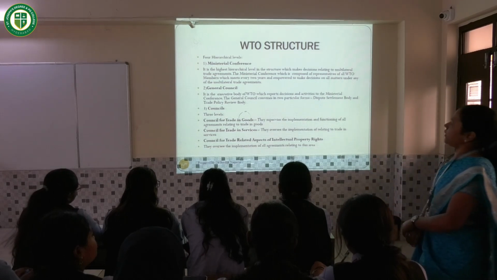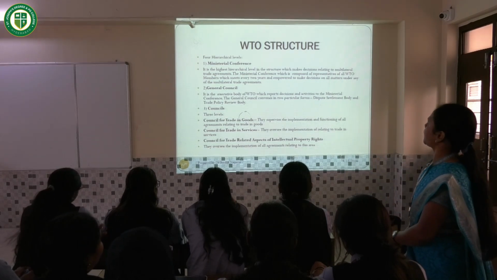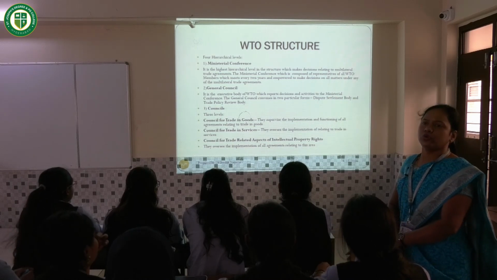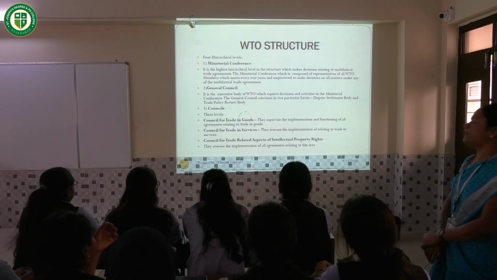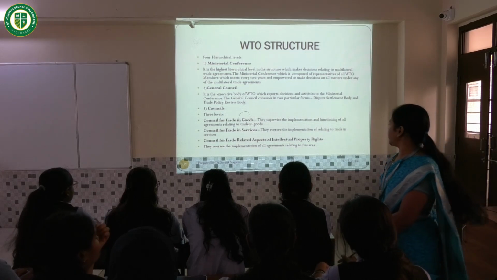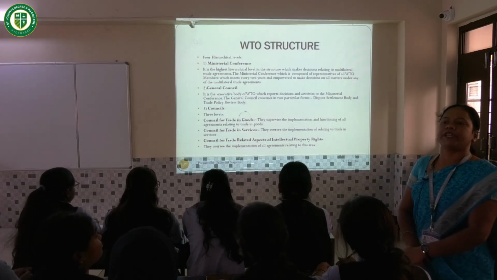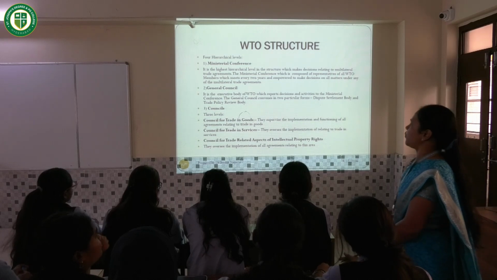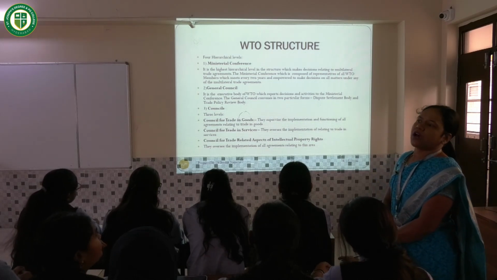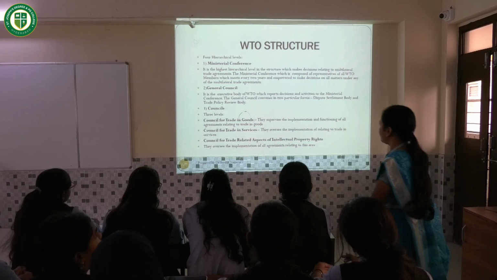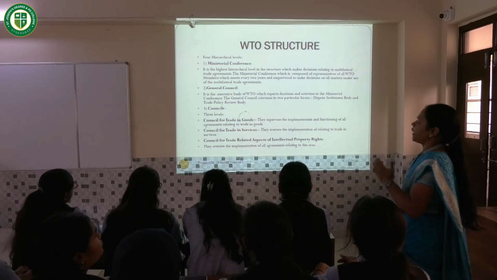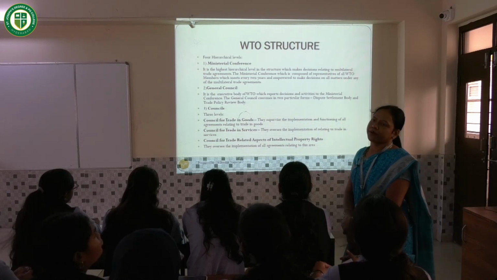The third being Councils. Under Councils we have three levels. The first one being Council for Trade in Goods, the second being Council for Trade in Services, and the third being Council for Trade Related Aspects of Intellectual Property Rights. Coming to the first one, the Council for Trade in Goods specifically caters to the supervision and implementation of various agreements related to trade in goods.